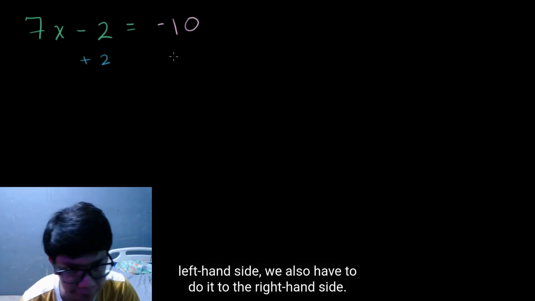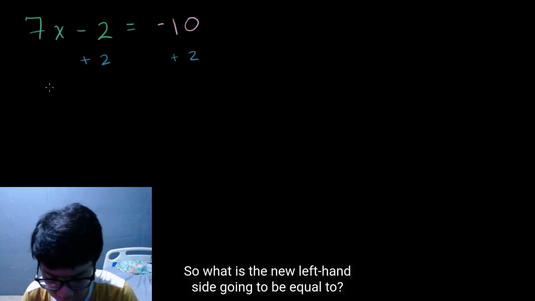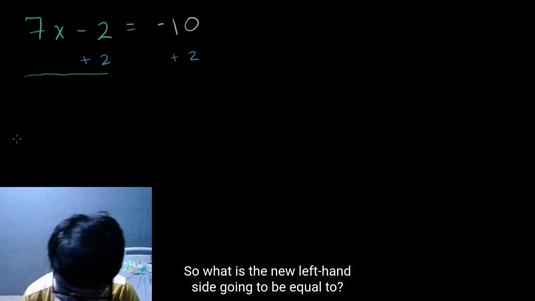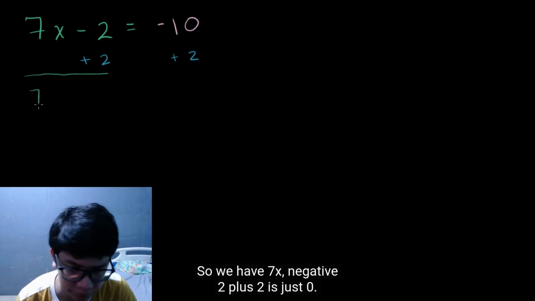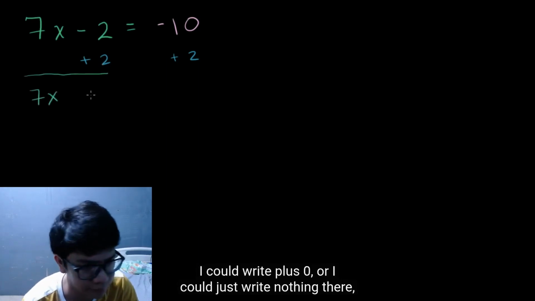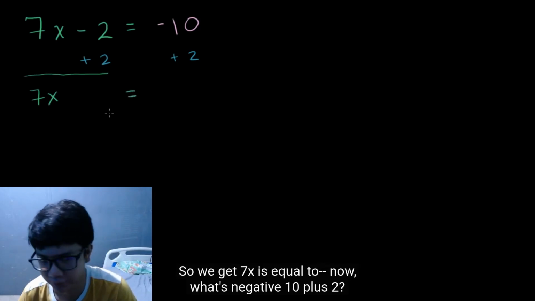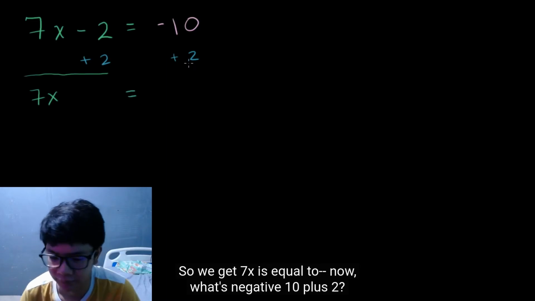But remember, this is equal to that. If we want the equality to still hold, if we add 2 to the left-hand side, we also have to do it to the right-hand side. So what is the new left-hand side going to be equal to? So we have 7x, negative 2 plus 2 is just 0. I could write plus 0, but I'll just write nothing there. So we get 7x is equal to, now what's negative 10 plus 2?